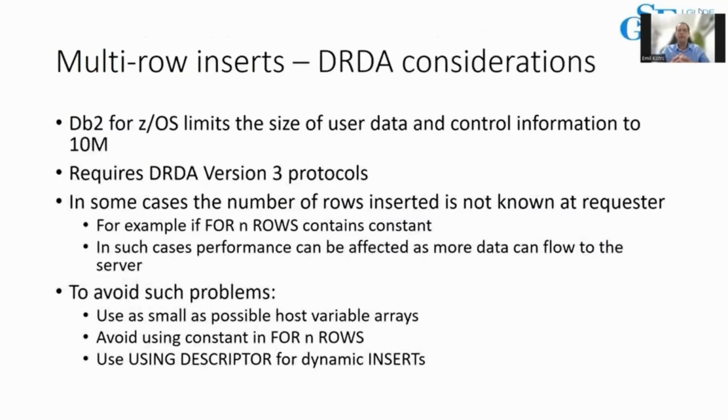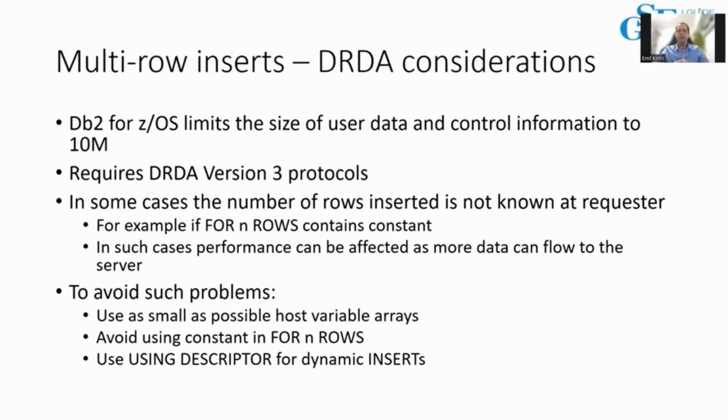Okay, some DRDA considerations for multi-row inserts. If you have a distributed application, especially if you have a DB2 for z/OS communicating with another DB2 for z/OS via DRDA, there are some considerations. DB2 for z/OS has some limit for the data and control information it can pass through DRDA, which is 10 MB max.